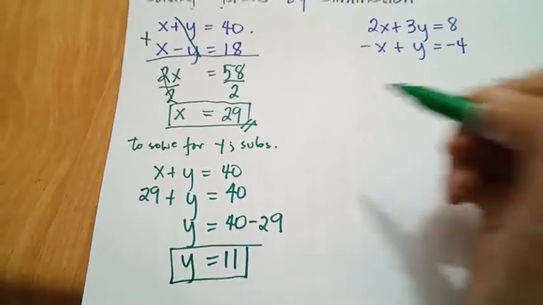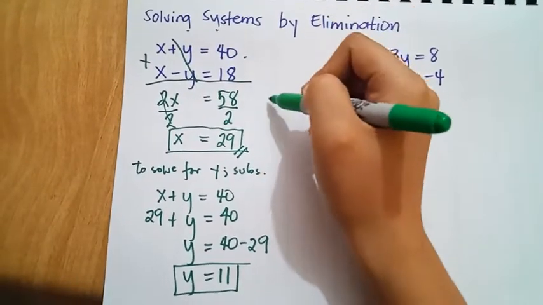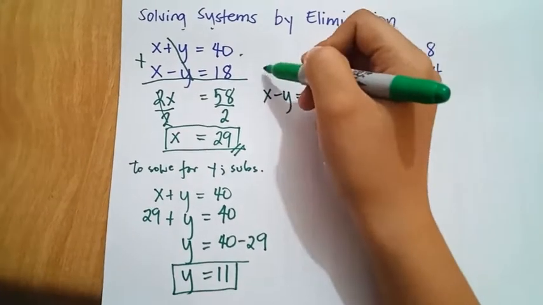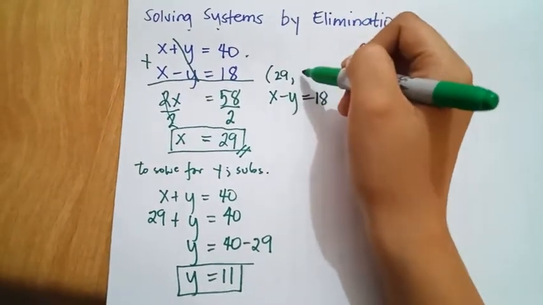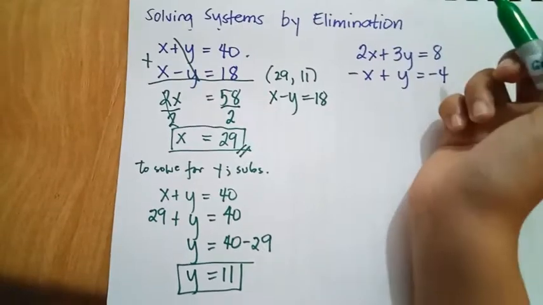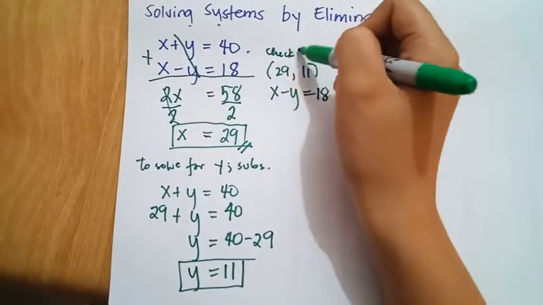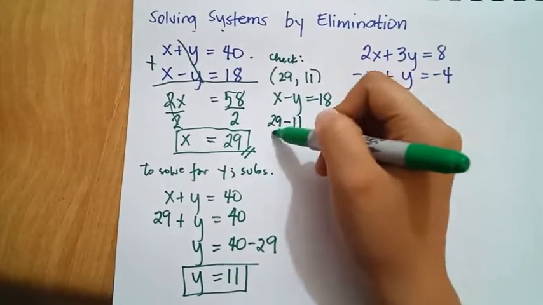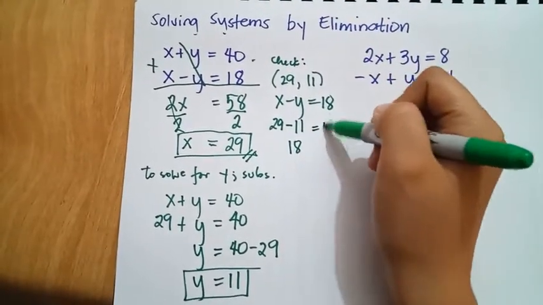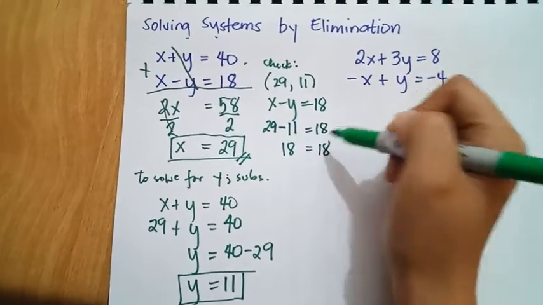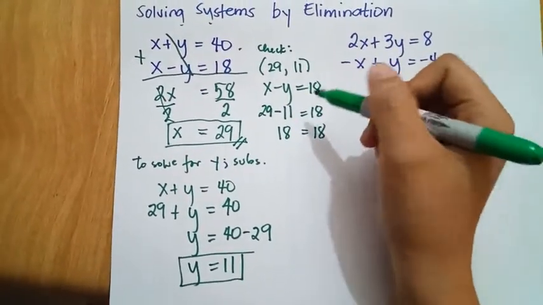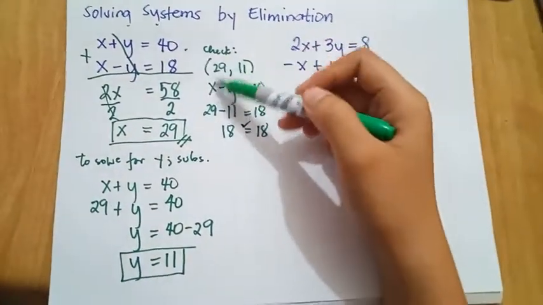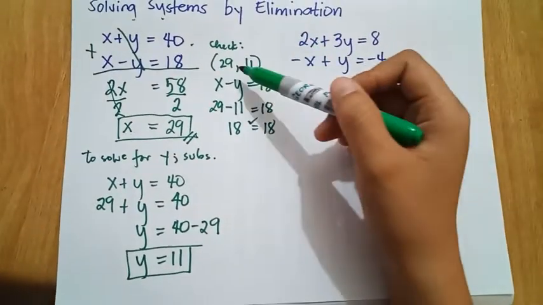If you want to check your work, let us use the other equation, x minus y equals 18. Since x is 29 and y is 11, let us substitute it to our given to check. So x will become 29 minus y, which is 11. 29 minus 11 is 18. And once you see that it is equal on the left and right side, then your answer is correct.